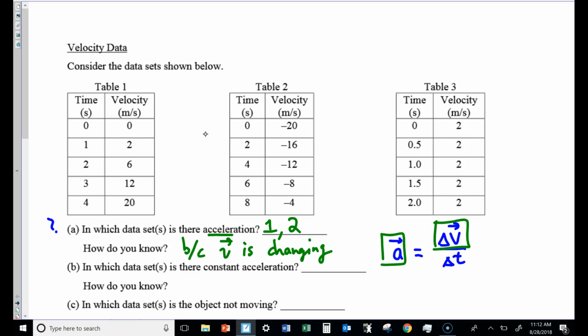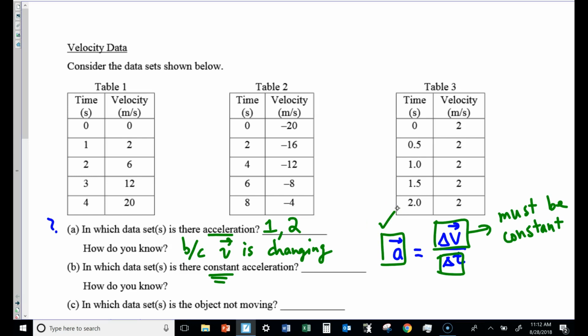Part B asks, in which datasets is the acceleration constant? Okay, constant acceleration. That means as we step forward in time, as this increases, we need to add the same amount, or we need to subtract the same amount. In other words, this delta V must be consistent or constant. That's how we get acceleration to be constant.